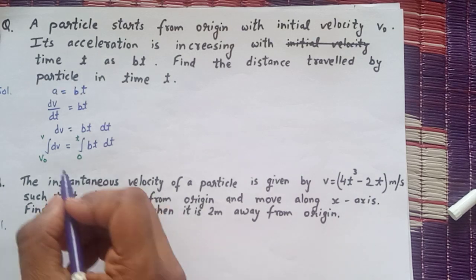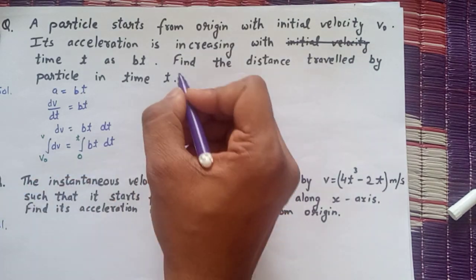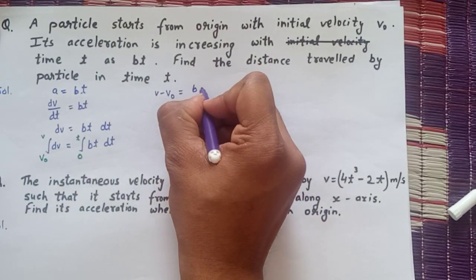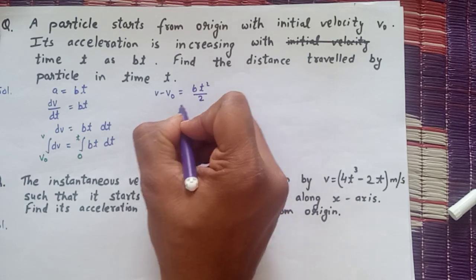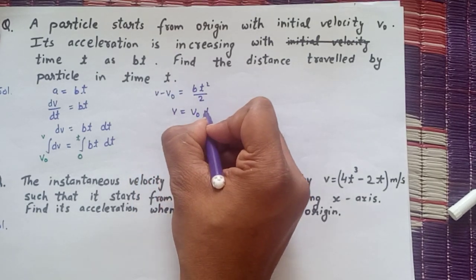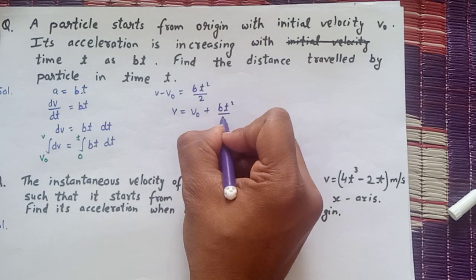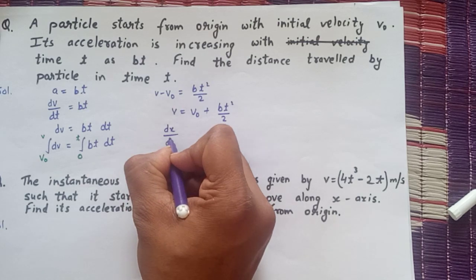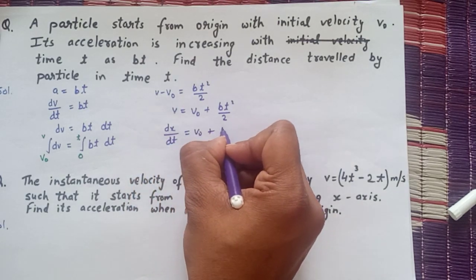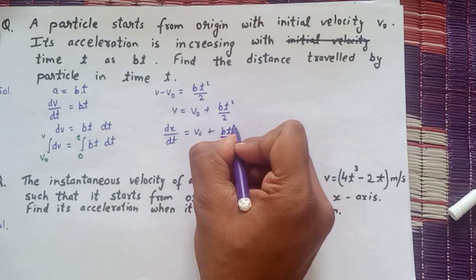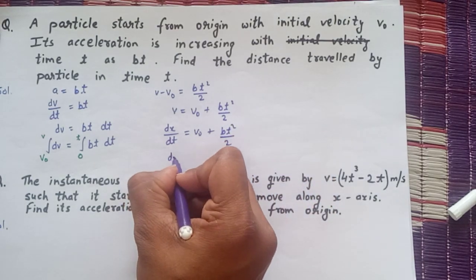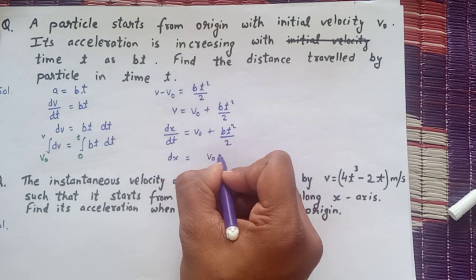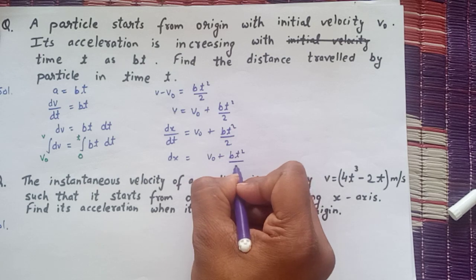So integration of dv with the limits, it will be v minus v0 is equals to bt square by 2. So v will be equal to v0 plus bt square by 2. This is velocity. We know that velocity can be written in the form of dx by dt is equals to v0 plus bt square by 2. Now for finding dx, taking dt to the right side, it will be v0 plus bt square by 2 times dt.